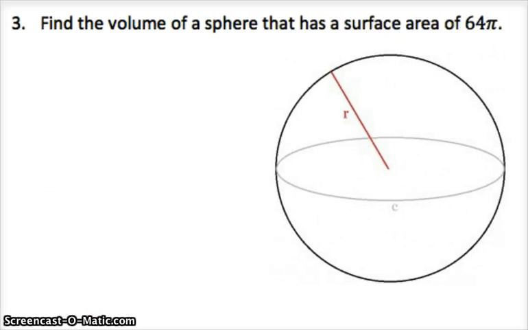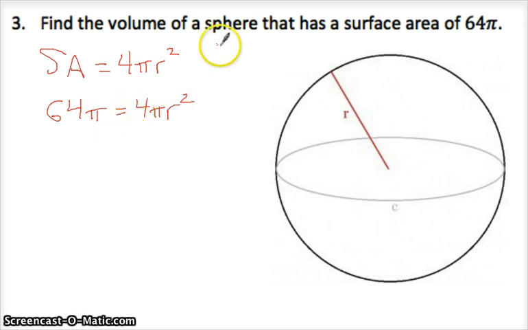Find the volume of a sphere that has a surface area of 64 pi. Okay, surface area. They're getting fancy on us. Surface area, they told us, is 4 pi r squared, but now we know that's 64 pi. That equals 4 pi r squared. So I got to solve this for r, because then I got to put that in the volume formula, and that takes an r.